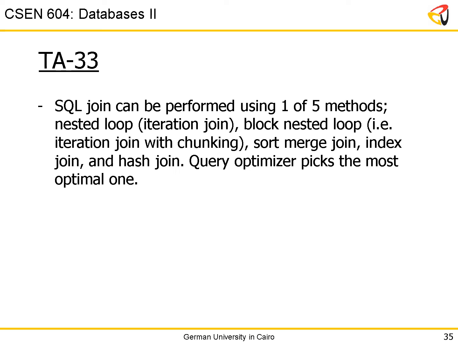SQL join can be performed using one of 5 methods: nested loop, iteration join, block nested loop, iteration join with chunking, sort merge join, index join, and hash join. Okay, so here I'm differentiating between the 2 types of iteration join, whether you're using chunking or not, because in your textbook, this is how it's spelled out. If we talk about just nested loop, that means there's no chunking. If I talk about block nested loop, that means I have chunking involved in the iteration.